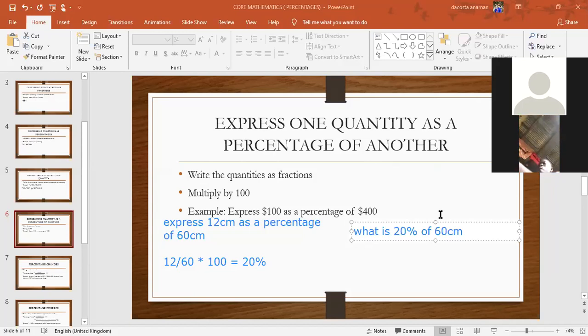Okay, so that's 12 centimeters. The answer is already there, 12 centimeters. Not 12 or 12%, but 12 centimeters. Is that okay? Now let's move on.